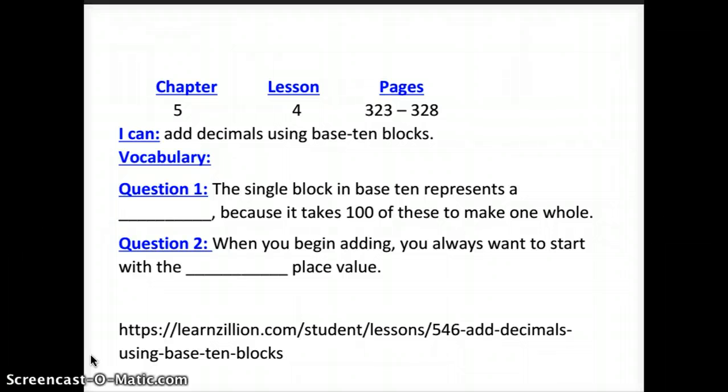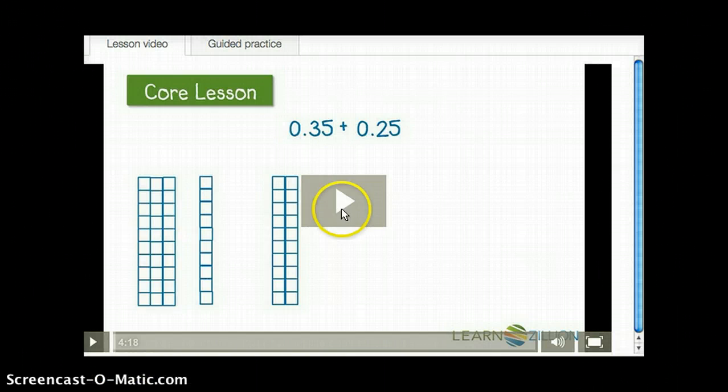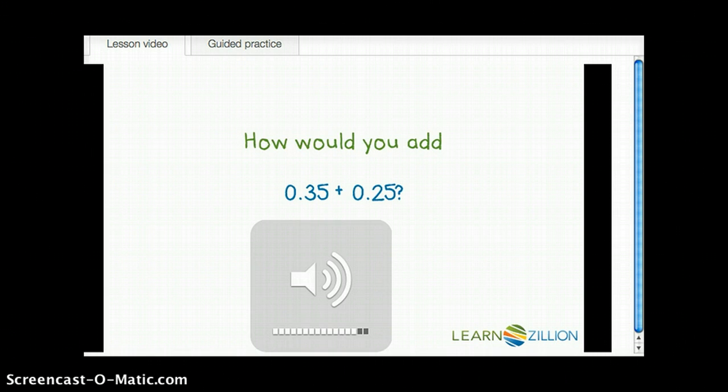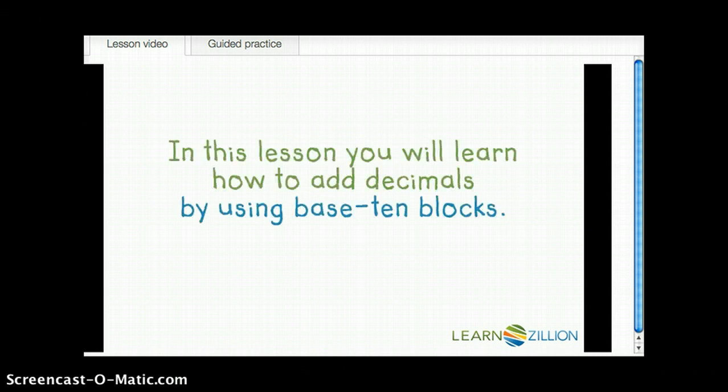Question 1. The single block in base 10 represents a blank because it takes 100 of these to make one whole. Question 2. When you begin adding, you always want to start with the blank place value. How would you add 35 hundredths plus 25 hundredths? In this lesson, you will learn how to add decimals by using base 10 blocks.